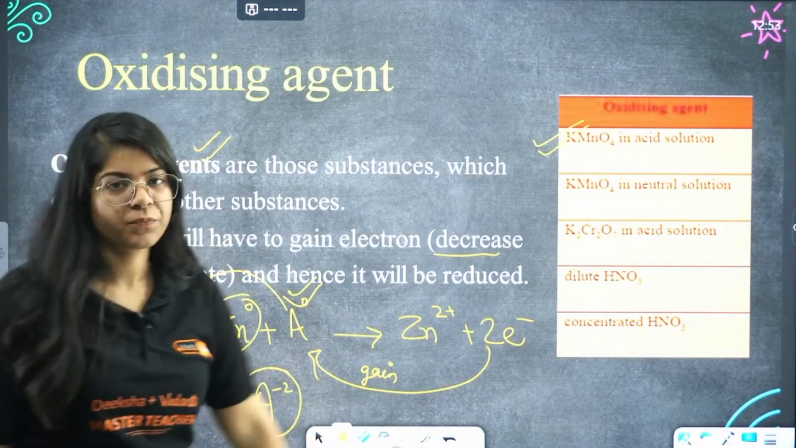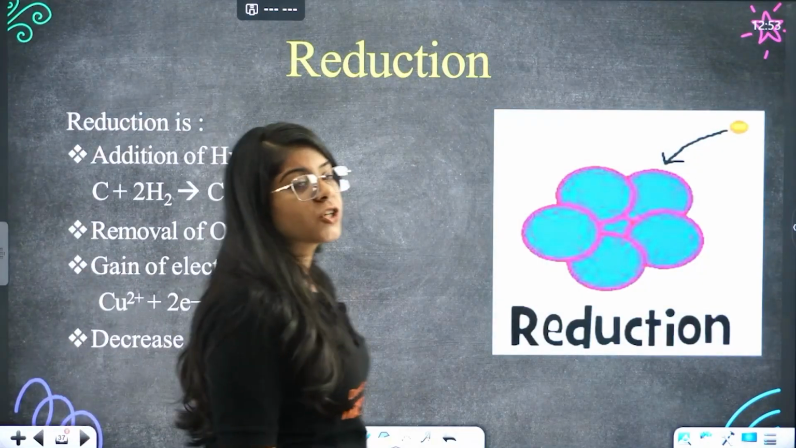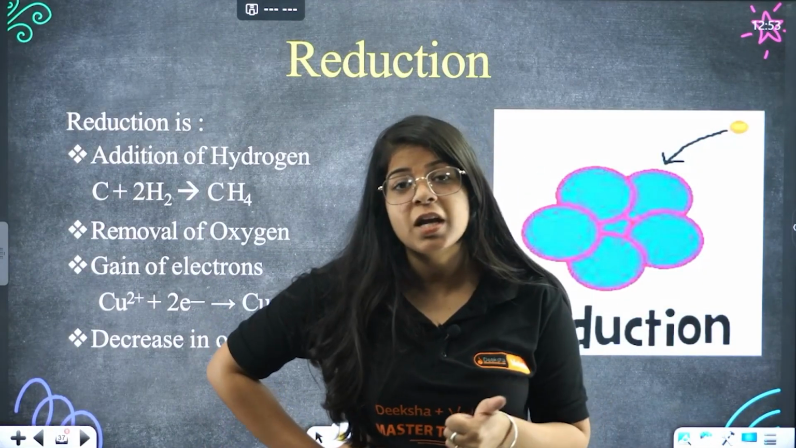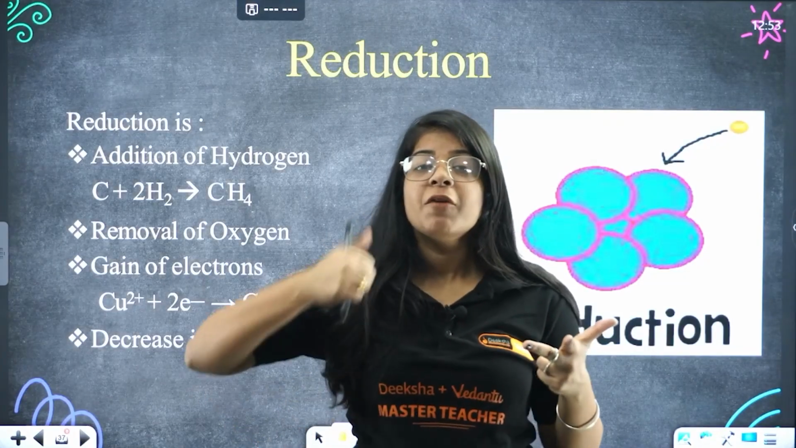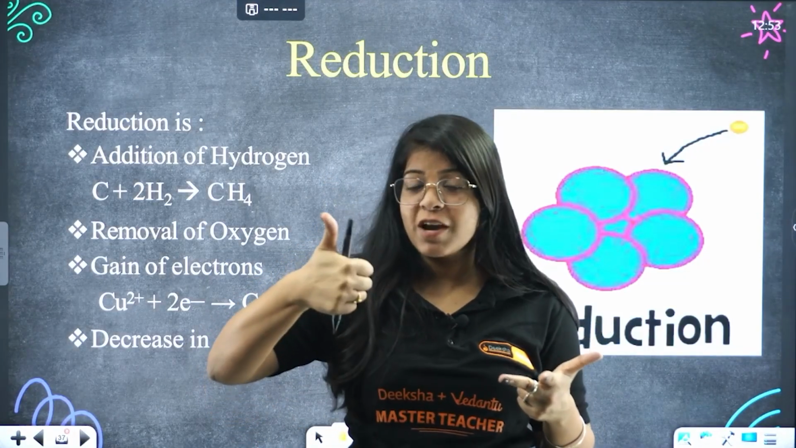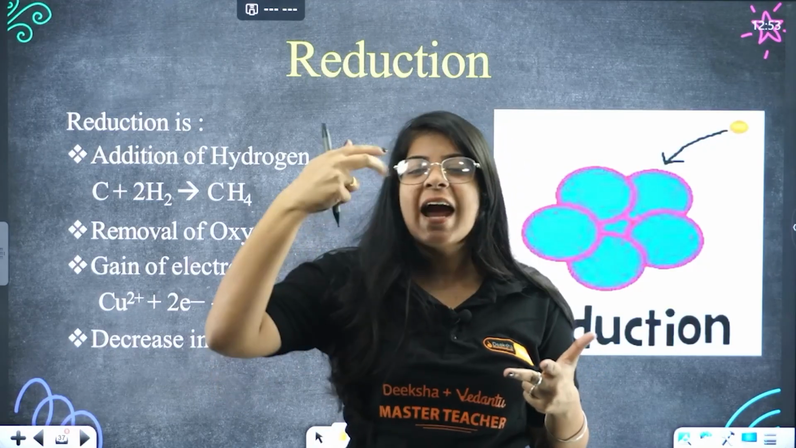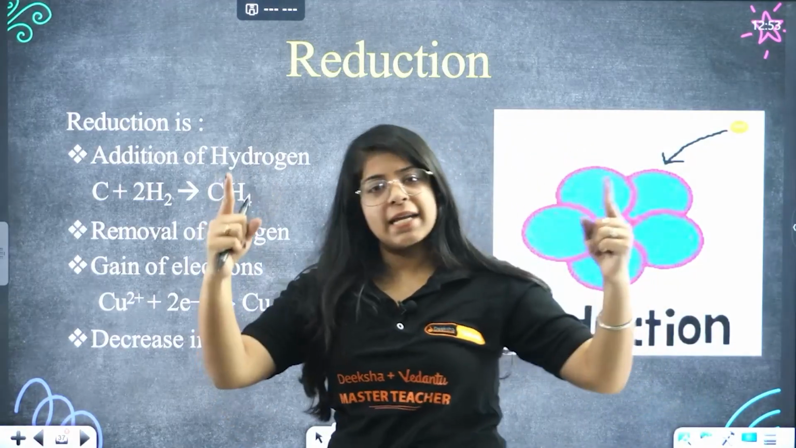That is important. Okay. Now, reduction. What is reduction? Just the opposite of oxidation. In oxidation, we were adding oxygen, removing hydrogen, removing electrons. And in this we will add hydrogen, so addition of hydrogen, loss or removal of oxygen, and gain of electrons.